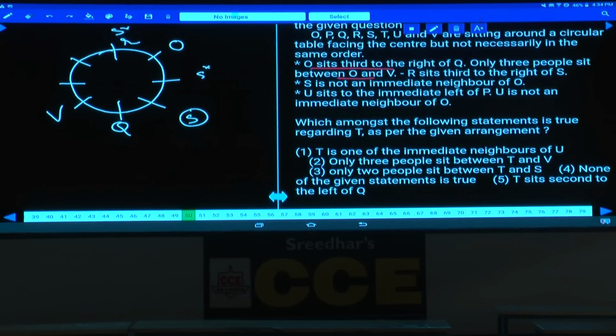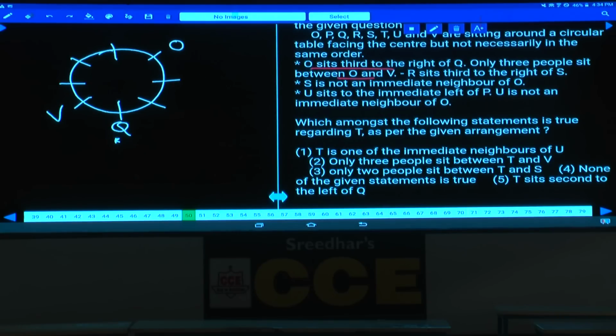R sits third to the right of S. Then what is the other possibility here? If S is at this place, 1, 2, 3, R can be at this place, isn't it? And S cannot be at this place. If S is here, R and Q must be in the same place, which is not possible. So how many possibilities do we have for S? There are 2 possibilities. S can be either to the right hand side of Q or to the left hand side of V, isn't it? Now, let us take these possibilities.